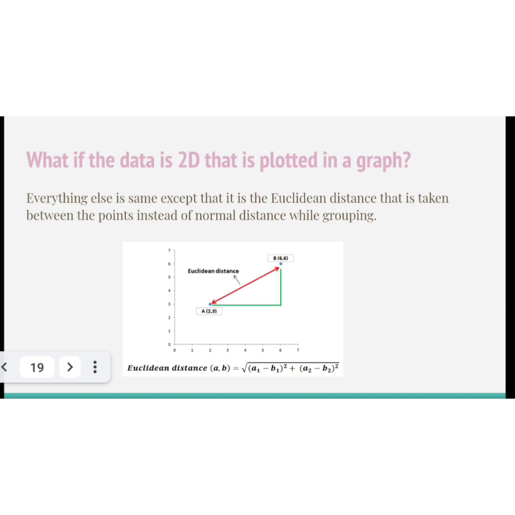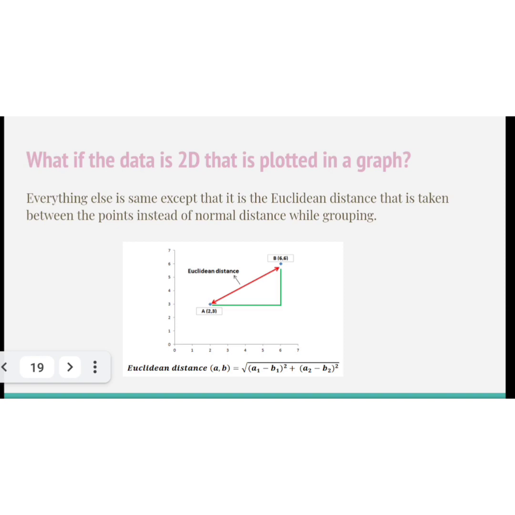But what will we do in that case? I had been explaining about processing 1D data, but we will have to use the same process in ND data also. So in that case, everything will be same. Every step will be same, except that instead of considering the normal distance between data points, we will have to use Euclidean distance.